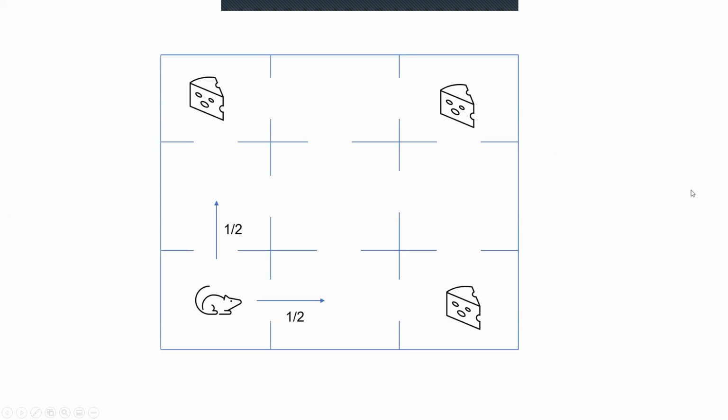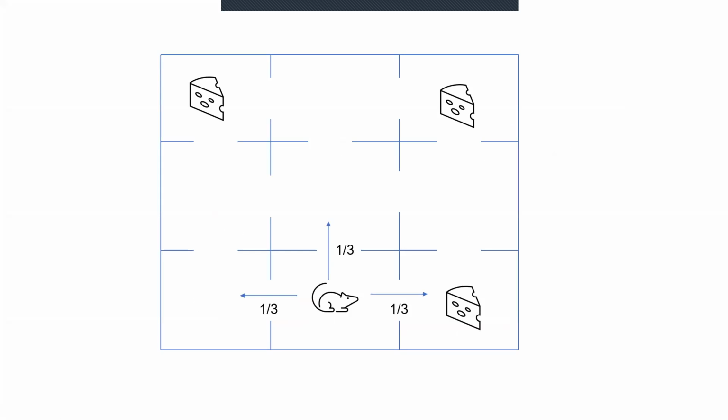So the setup goes like this. There's a 3x3 maze where the rat is placed in the bottom left corner. There is food in the other three corners. The rat has an equally likely chance of going to its adjacent corners. So in the bottom left, there's a 1/2 chance of going up and 1/2 chance of going right.